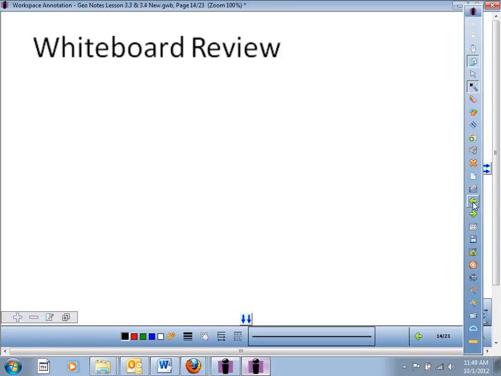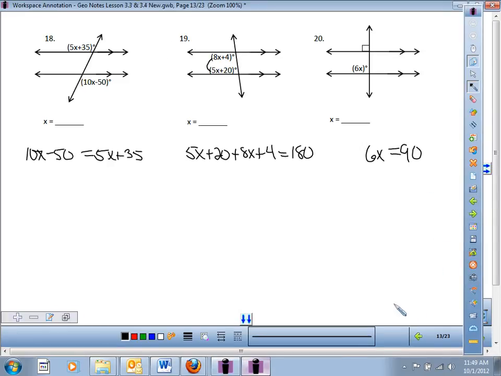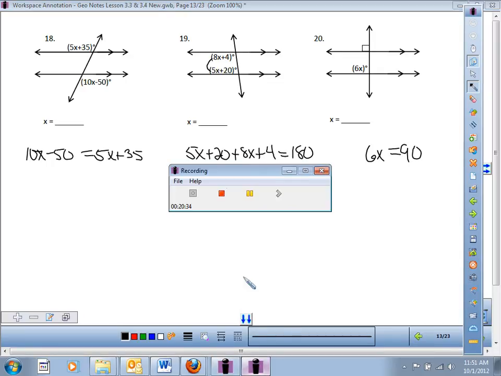So that's lesson 3.3 and 3.4. If you do have any questions, especially on these big point problems here, where I just got the equations going and then you solve them on your own, come in and let me know if you do have any questions. Thank you.